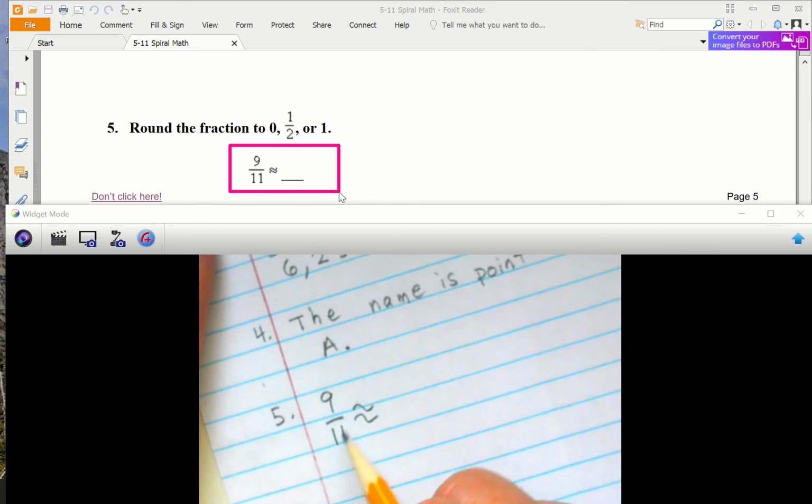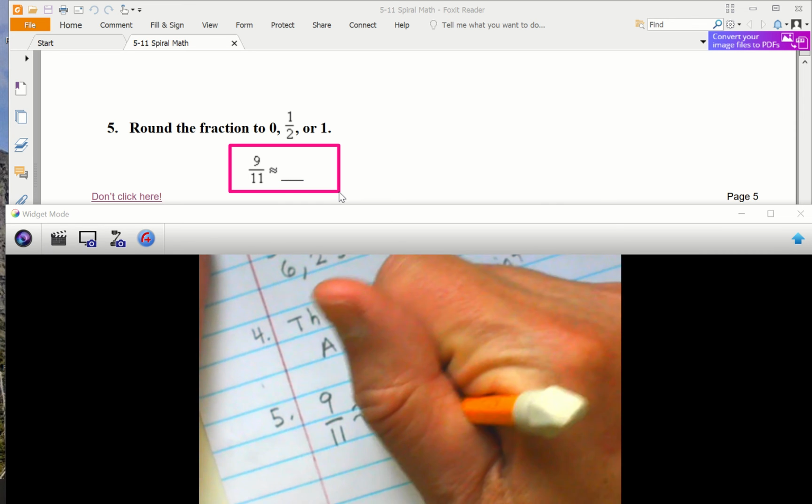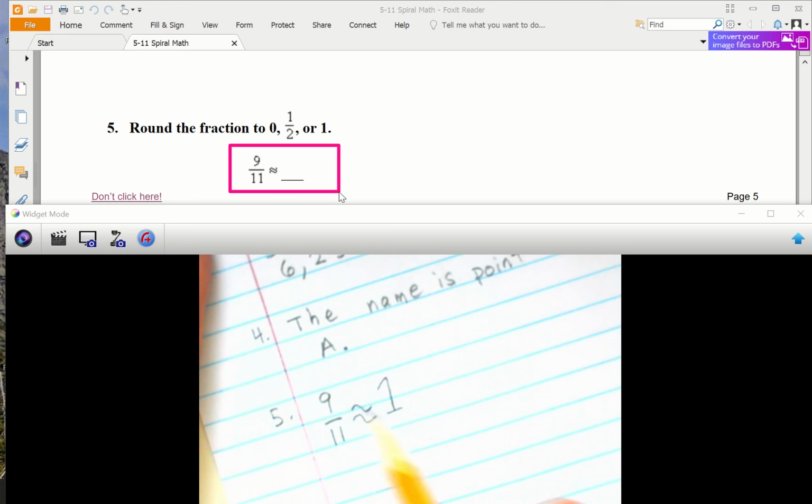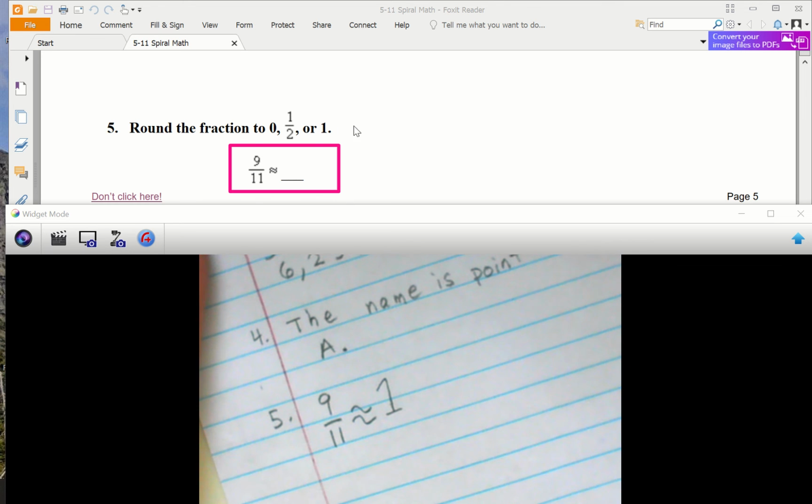So 9 really isn't close to 5 or 6 or halfway. It's much closer to 11, so it's much closer to 11/11. And 11/11 is the same as 1. So we're going to say that 9/11 is about 1 when we round it out. Make sure you use the wavy equal sign to show me that you're rounding.